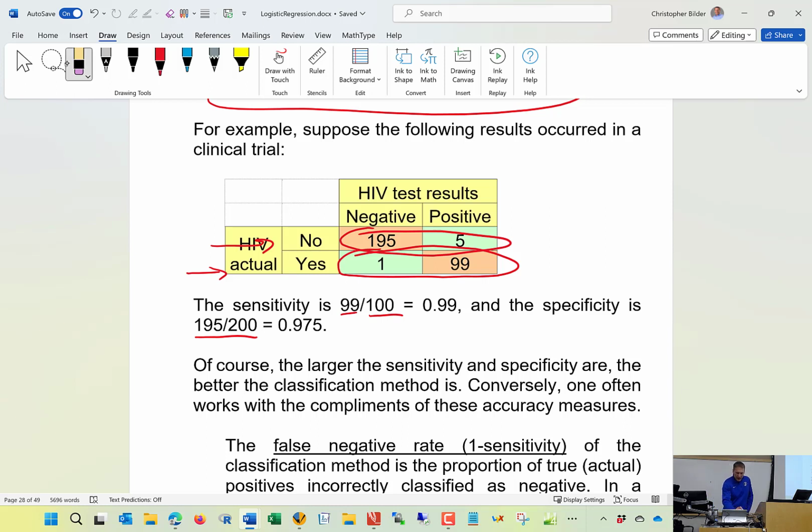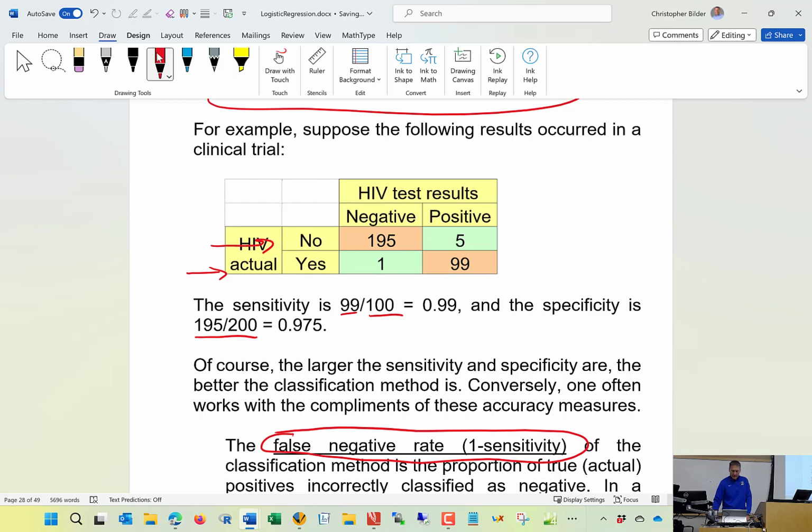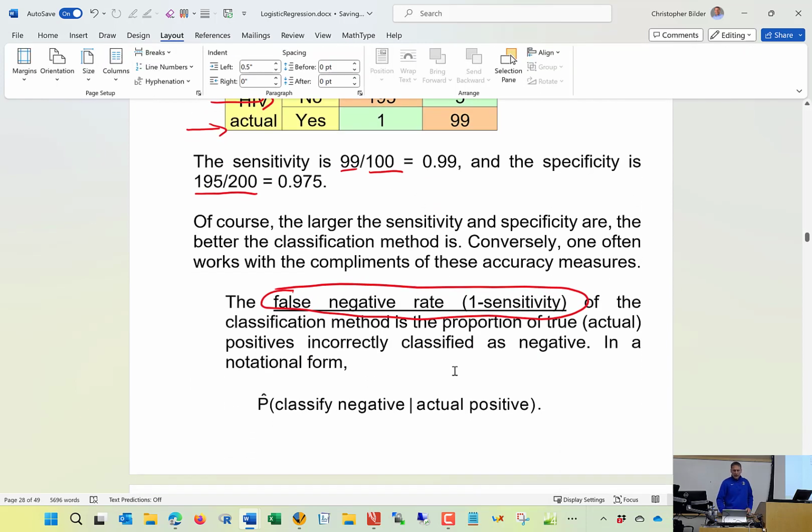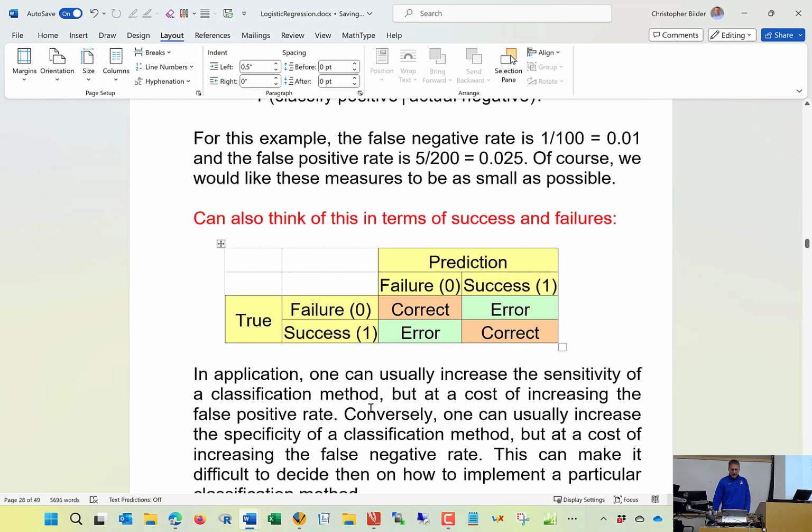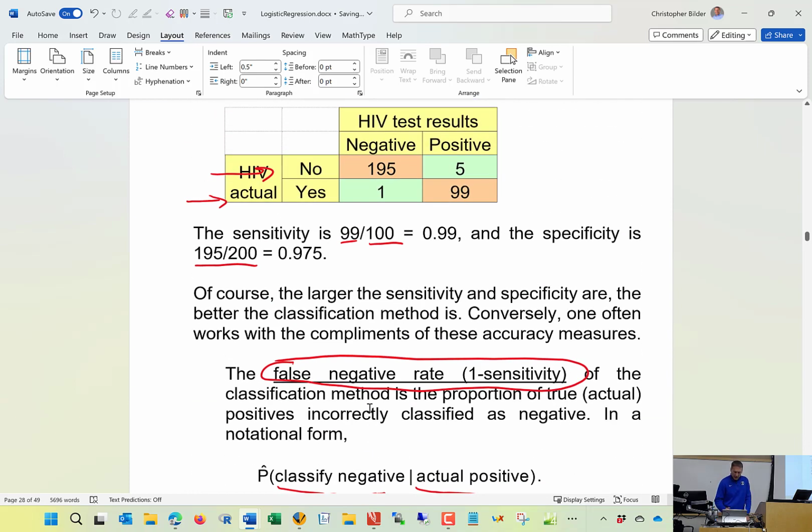Now we do see from this table that we have some errors. And so we could express it in terms of the correct classification rate or correct prediction rate, as sensitivity and specificity do, or we could do it in terms of the errors. And so we could look at the false negative rate, simply the probability that you classify as negative given that you're actually positive. In this particular case, I guess I didn't write it out, this is just 1 minus the sensitivity.